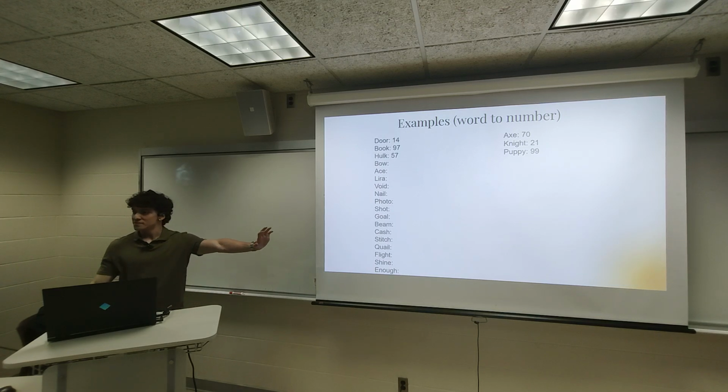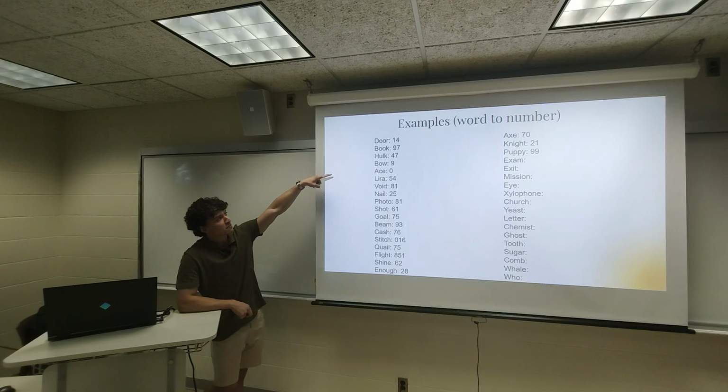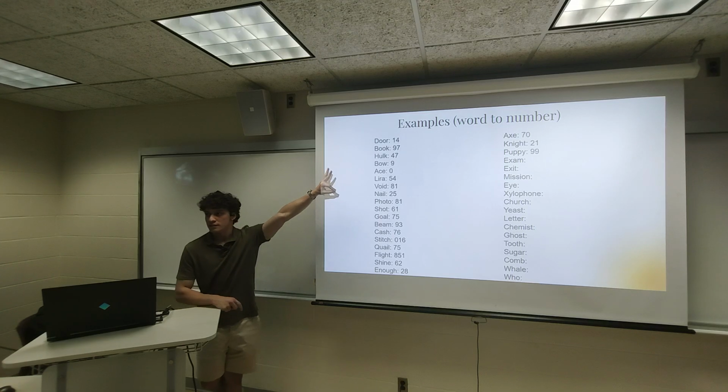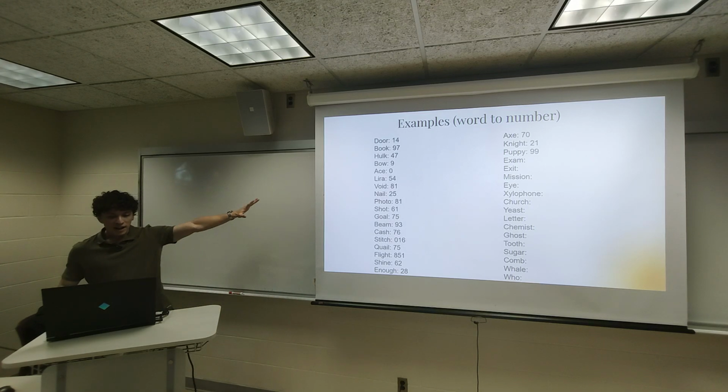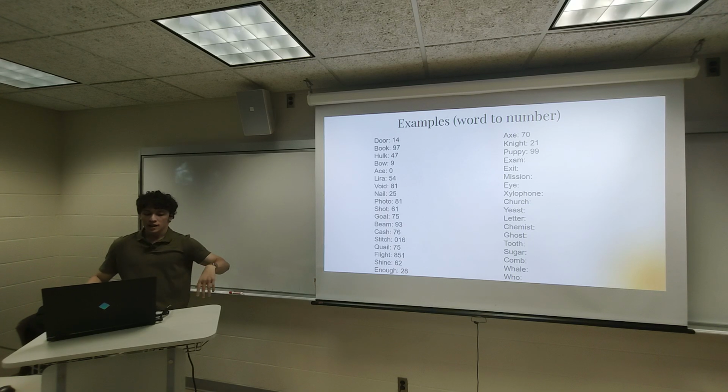Can I show the answers? Is it fine? Okay, so here are the answers. Please ignore the Hulk one because my system is a little bit different from my personal one, so I probably confused that yesterday late at night, but it's 5, 7. Okay, so bow is 9, ace is 0, lira 54, 81 for void, nail 25, photo, and so on.